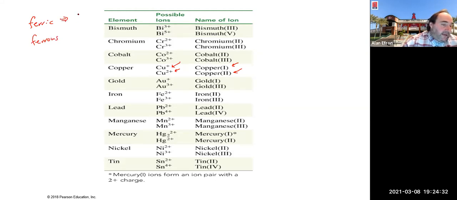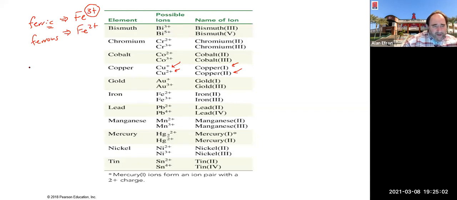Ferric would represent iron with a +3 charge. Ferrous would represent iron with a +2 charge. The -ic has the larger positive charge. We really don't use it very much at all in this sort of class, so you don't have to worry about that. You may see it in the book, but most people don't really use that older way of naming. So if it is a type 2 situation, you should always use Roman numerals here.